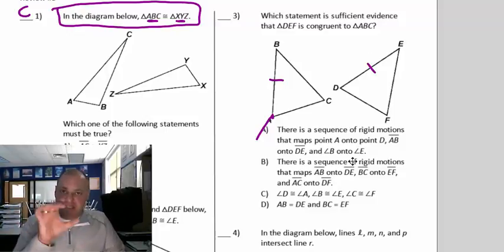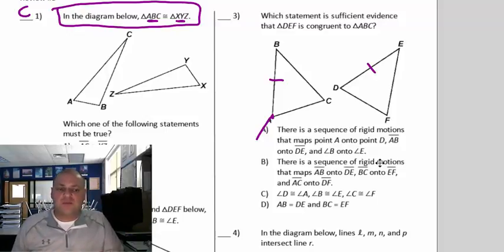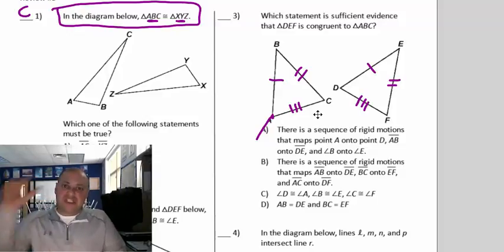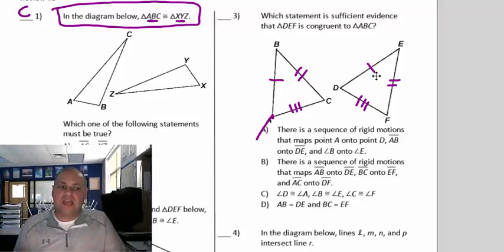In the rigid motions, that means the distance remains the same. They're just reflections, rotations, translations. Nothing gets bigger or smaller. So sequence of rigid motions is basically telling you congruent. BC onto EF, and AC onto DF. And there it is. Because it mapped each side onto a corresponding side, it's side, side, side. So there it is. That's enough information right there.